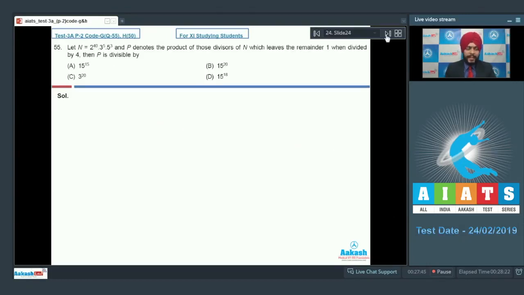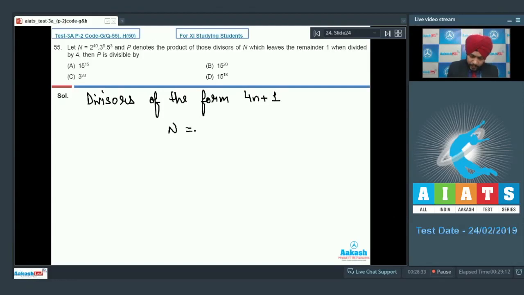Question number 55 says that let n be a number given as 2^40 times 3^5 times 5^3, and p denotes the product of those divisors of n which leave remainder 1 when divided by 4. Then p is divisible by. I need the divisors which are of the form 4n plus 1 because they leave remainder 1 when divided by 4. What is meant by the question? Okay, the value of n is 2^40, 3^5, 5^3.